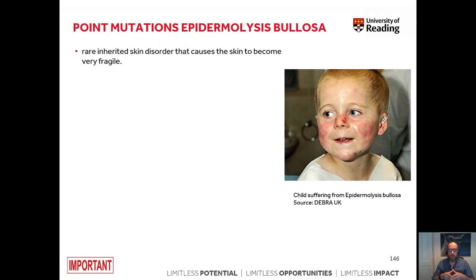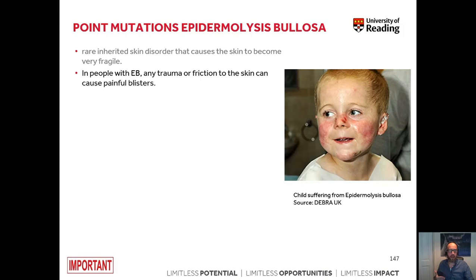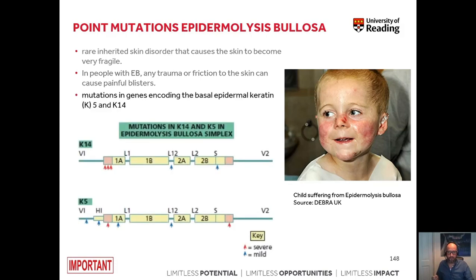The last example of the point mutation I would like to talk about is a disorder called epidermolysis bullosa. It is a quite rare inherited skin disorder which is causing permanent inflammation. This is quite evident on the patient on the right-hand side. Those kids are in constant pain and the skin is severely inflamed. So fractures are fairly common and the skin is always irritated.